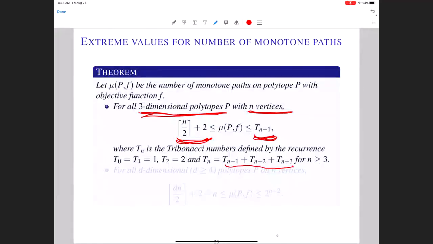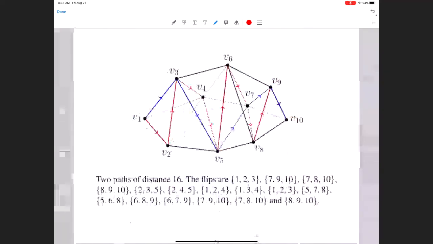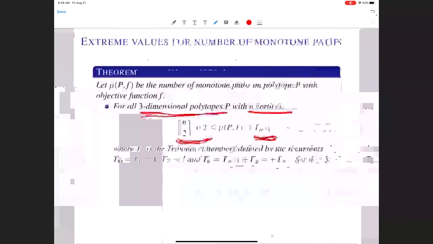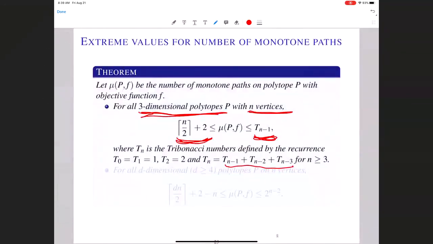And for the example, I had a picture here. Let me show you. Here's a polytope. You obtain this polytope by stacking tetrahedra. You can see I have one tetrahedron here, and then I put a new tetrahedron on top of it. Then there's a next tetrahedron and so on. This is called a stacked polytope. And the stacked polytope is the optimal solution. This is the one that actually has the Fibonacci numbers as the number of monotone paths.